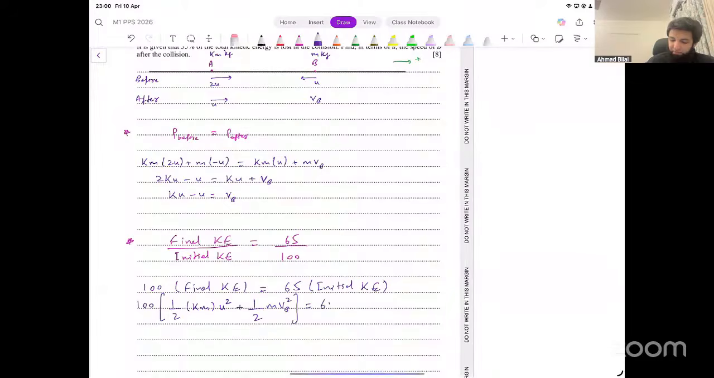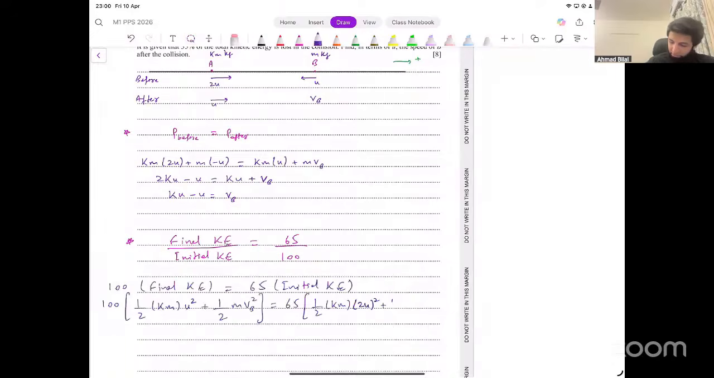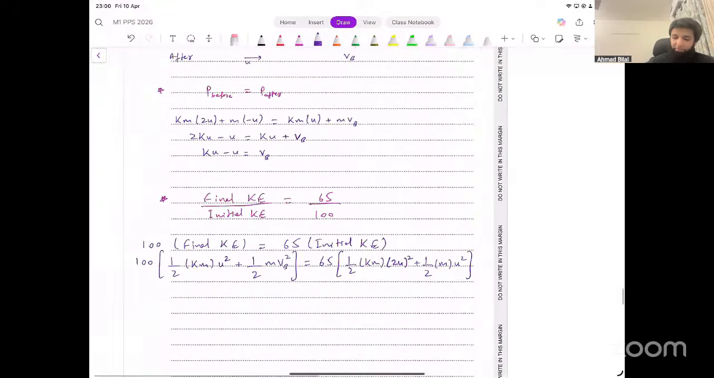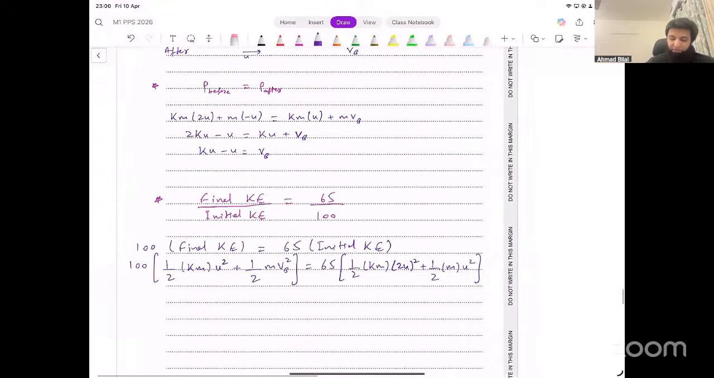That equals 65 percent of the initial kinetic energy: half into mass of A, which is K times M, into velocity, which is 2U squared, plus half into mass of the other object, which is M, into U squared. This is the initial kinetic energy. Now, this is the situation that we've got. Let's simplify this a little.